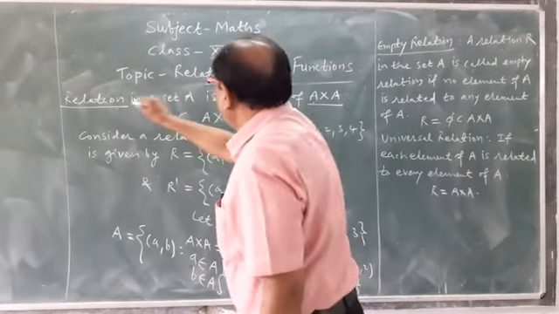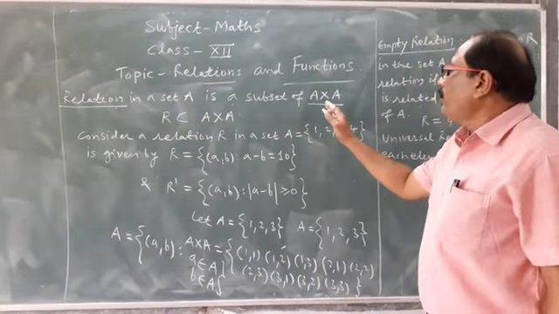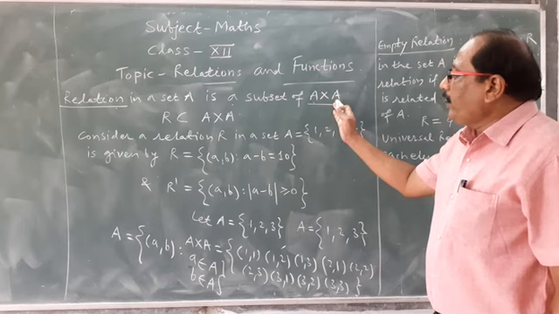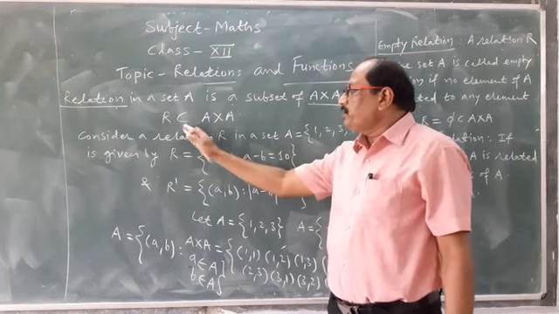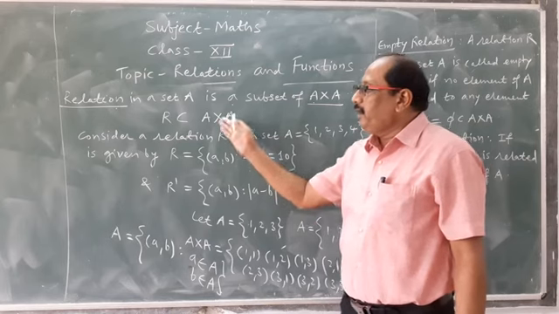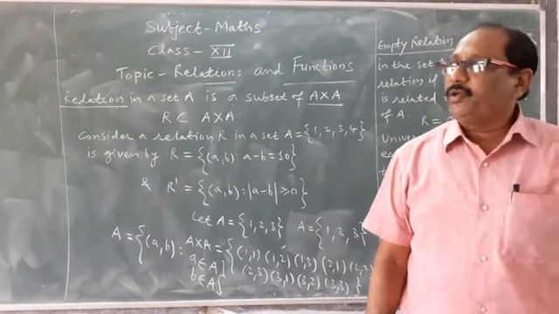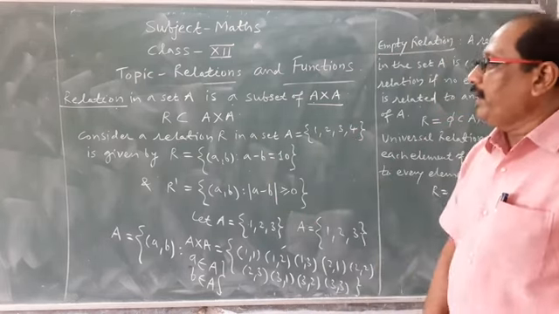Then a relation in a set A is a subset of A cross A, the Cartesian product. A relation R is a subset of A cross A. A relation is nothing but a subset of the Cartesian product A cross A.